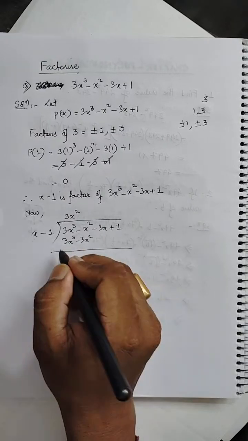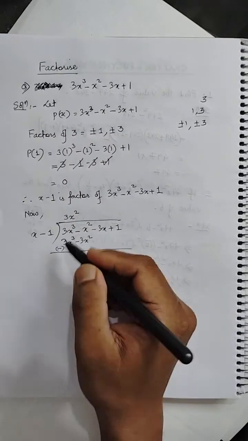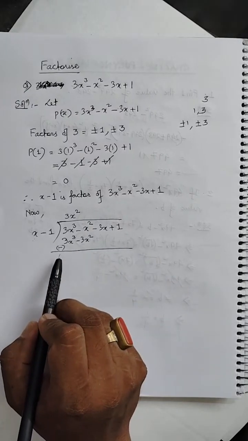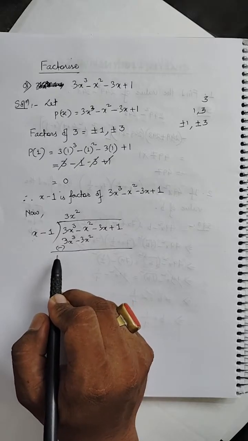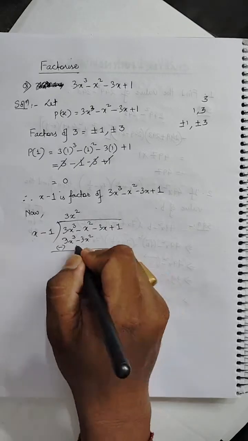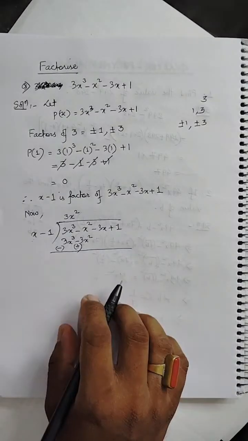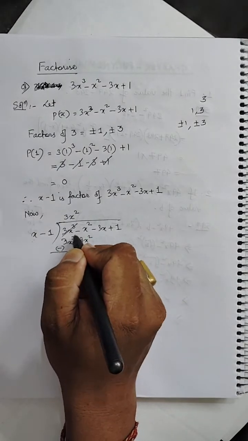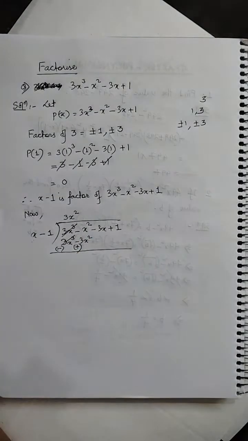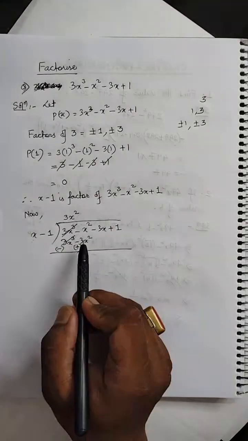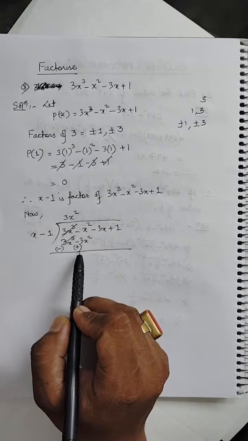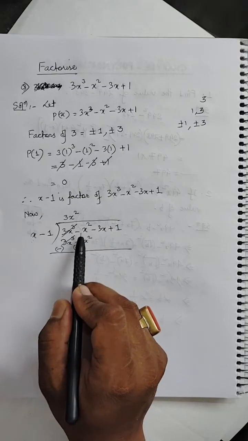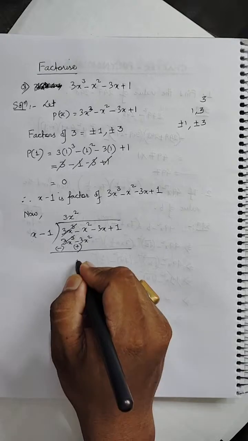So we are going to subtract. While we subtract, make sure you change the signs. If this is positive, this will become negative. If this is negative, make it positive. So 3x square and minus 3x square will get cancelled. That means it becomes 0. Now this is minus x square and this has now become plus 3x square. That means 3 minus 1, so this is 2x square.